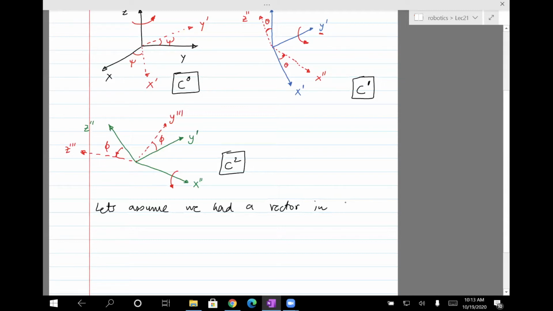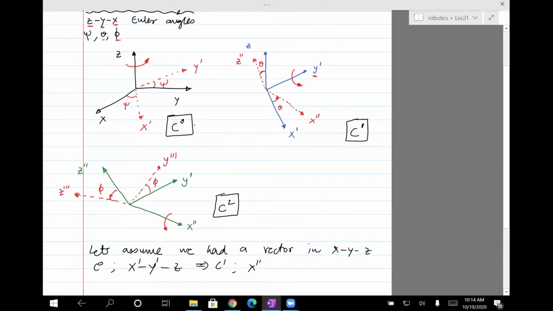So we had a vector in X, Y, Z, and that we called C0. Then we have the vector in X prime, Y prime, Z. Since only X and Y change because we have rotation about Z, Z doesn't change, and that would be, let's call that C1. And then we have X double prime, hold on, I made an error. So this is my bad. So C0, I should write it this way. C0 becomes C1. It's probably the best way to write it.